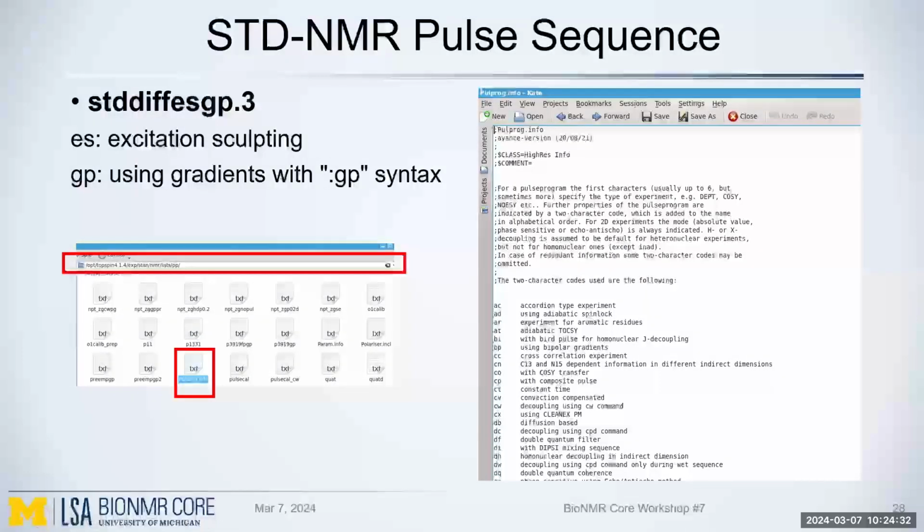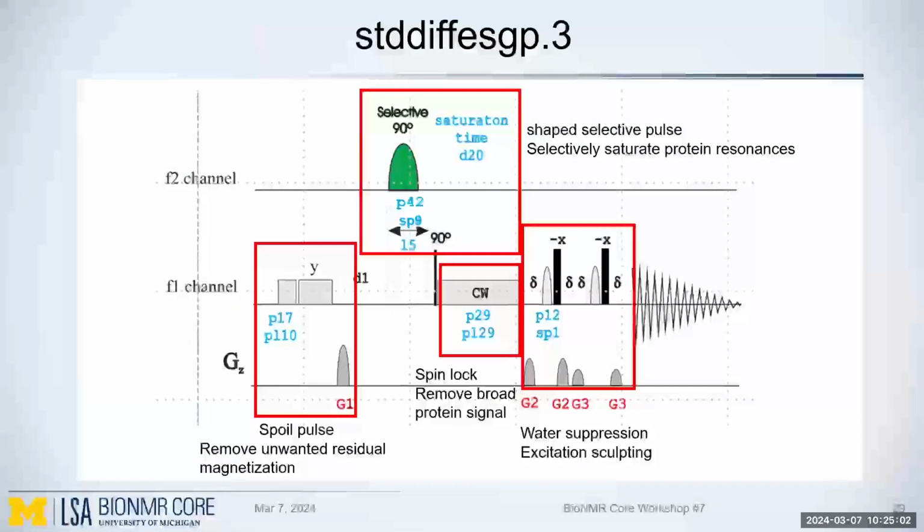If you want to know the meaning of those two-character codes in the pulse sequence, you can go to this directory here and open up a file called pulseprogram.info. If you open that file, you can see there is a list showing you the meaning of those two-character codes that are used in the names of pulse sequences. So if there is some pulse sequence that you're not sure about, you can check this file over here.